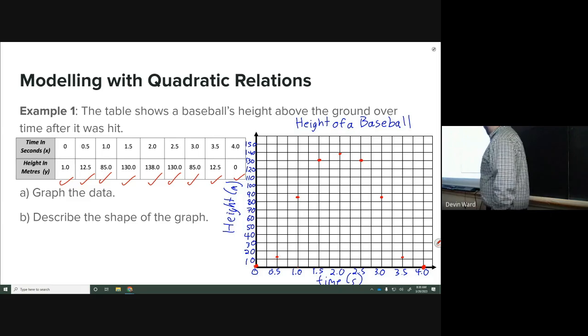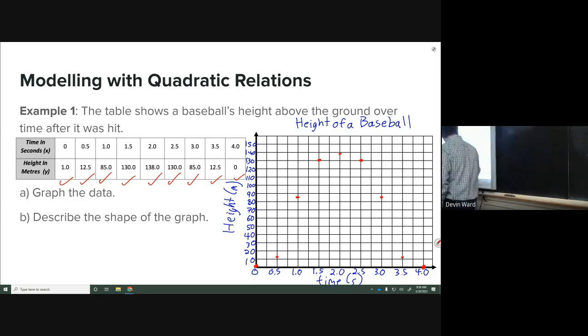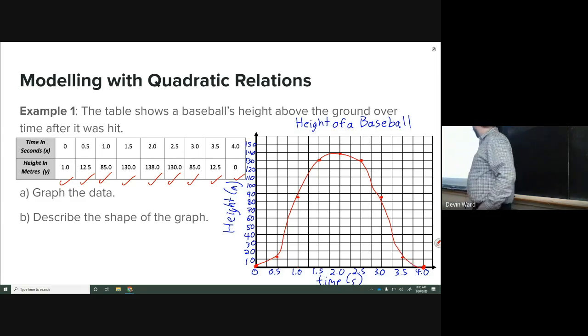Okay. And then the last step is just to connect everything. And go up like that, and then comes down. Looks like that. Okay. So you can see the ball will go up and then come back down.